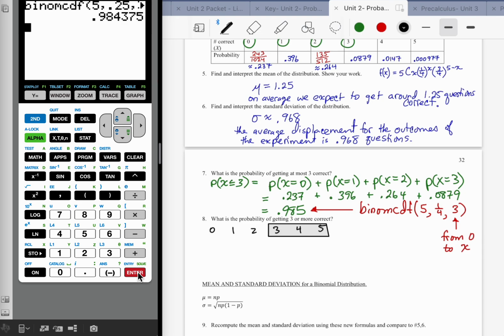So what I would do is find 1 minus the probability that X is less than or equal to 2, which would be 1 minus the probability that X is equal to 0 plus X is equal to 1 plus the probability X is equal to 2. With the hideous double parentheses there. Then I would pop those values in, which I already have. So 0.237 plus 0.396 plus 0.264.